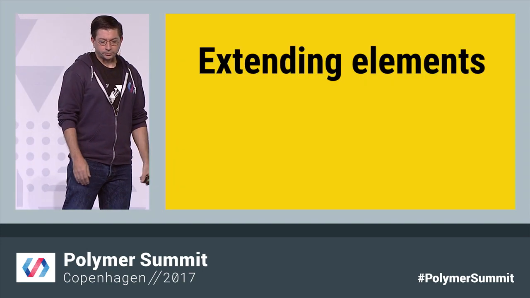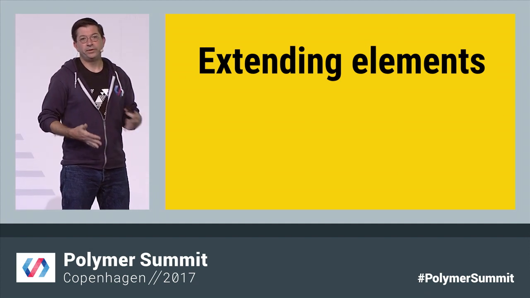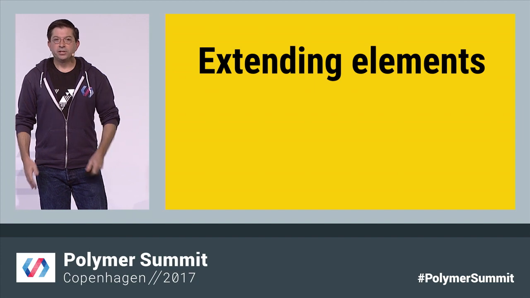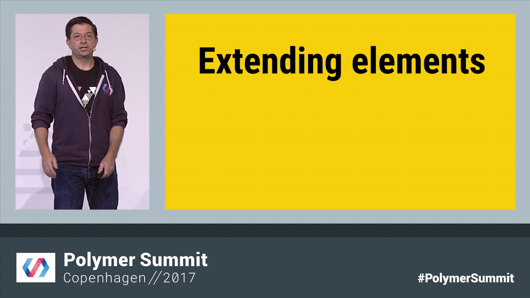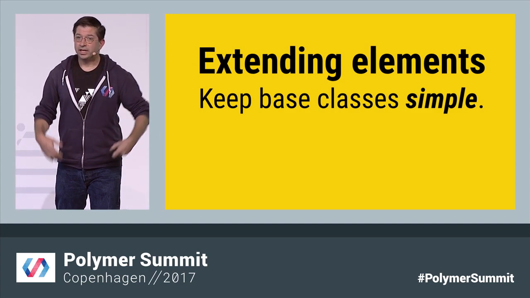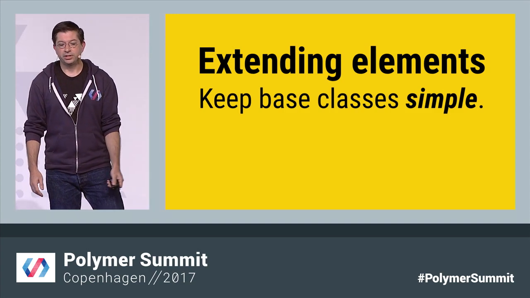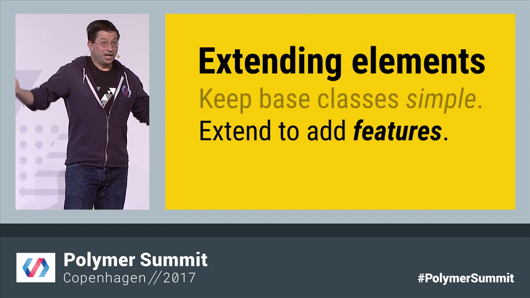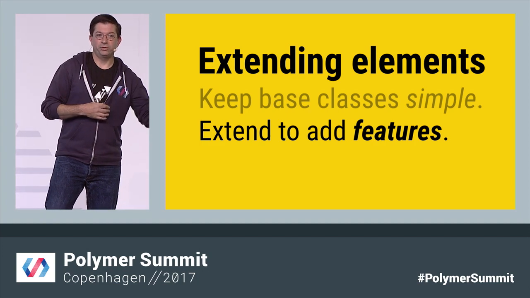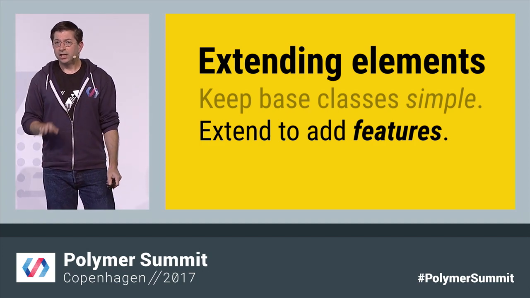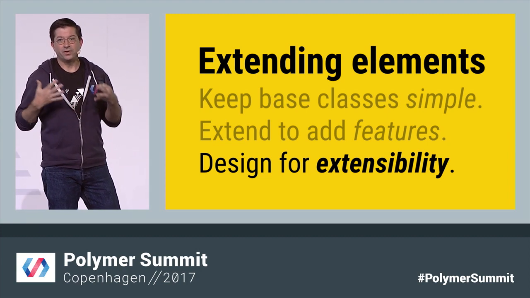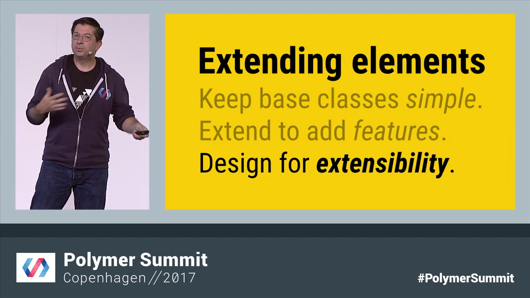So extending elements, as I mentioned, is sort of a new feature for Polymer 2, and we just get to rely on JavaScript for doing this. Here are some things to keep in mind as you're using extension and making elements. The first is to keep our base classes simple. We kind of did that with simple element and simple input, so that's good. Second, using extension to add features. That's kind of an answer to how we're going to deal with those missing features that we didn't support in paper input yet. And then, importantly, if we can design our base classes with extensibility in mind, at least in the sort of obvious ways that we can anticipate, this is going to make it much easier for us as we extend them.